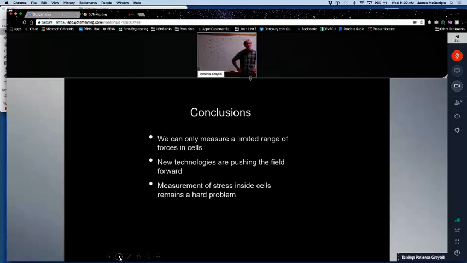We've seen some really nice measurements of forces, but it's all very limited at this point, and the technology is really growing, and we expect to see much better measurements over the next 5 or 10 years. And in particular, what we would really like to understand is the distribution of stress inside cells, and we're only getting started on that. So I'll call it quits there, and then I'll be happy to take any further questions.